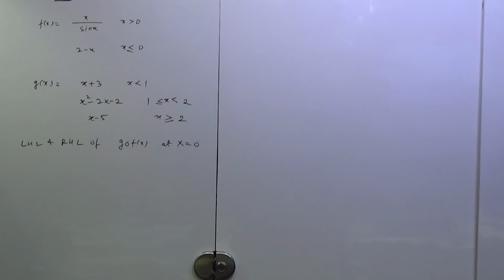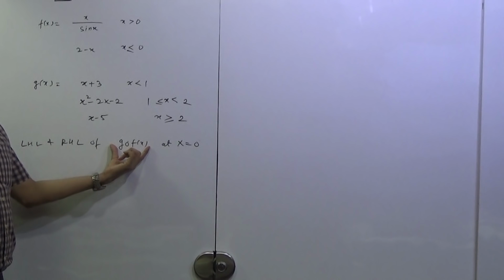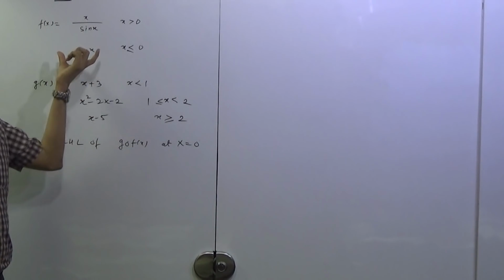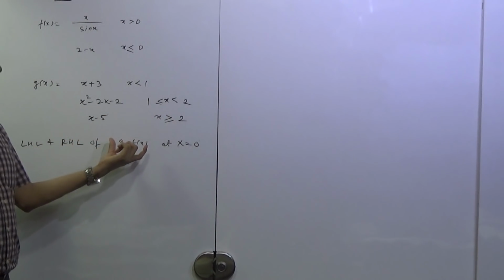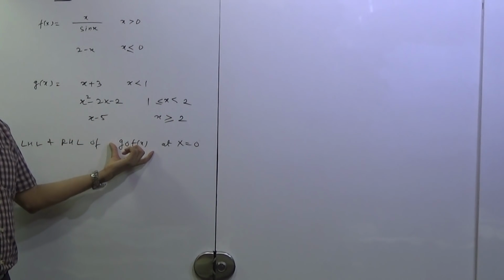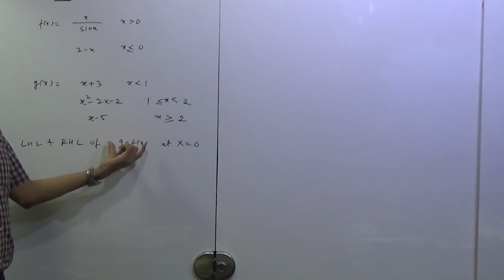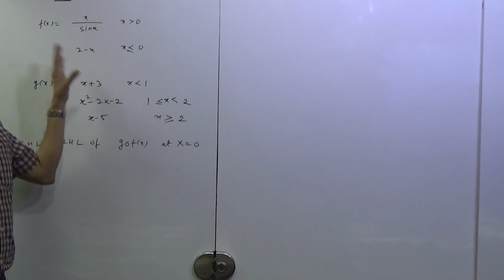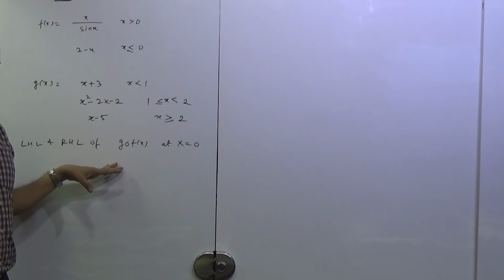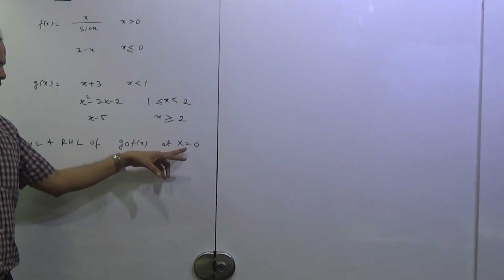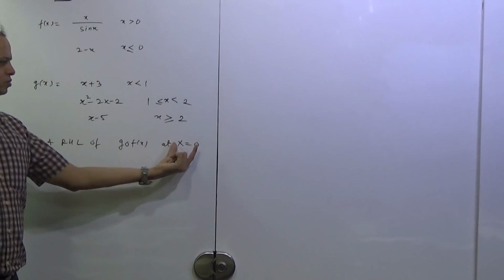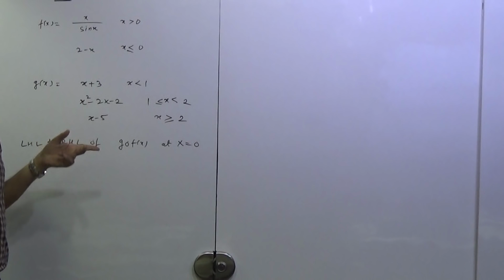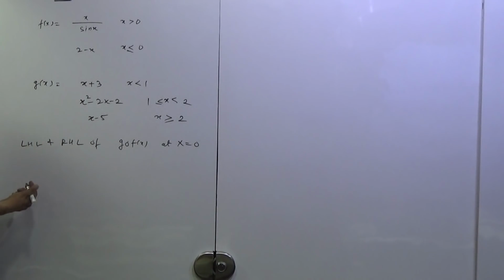Generally, we try to solve this problem finding g of f of x, but that might not be a correct idea of solving this problem here, because finding g of f of x for all values of x is correct. That will be applicable here also, but only for x equal to 0 we should not find that much. So let us discuss the left hand limit and right hand limit.